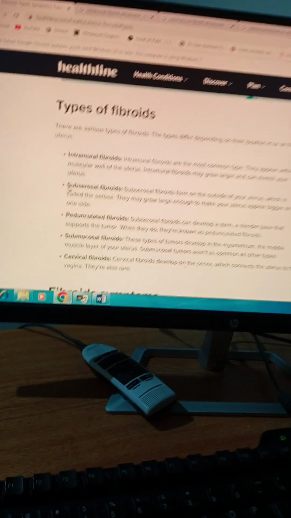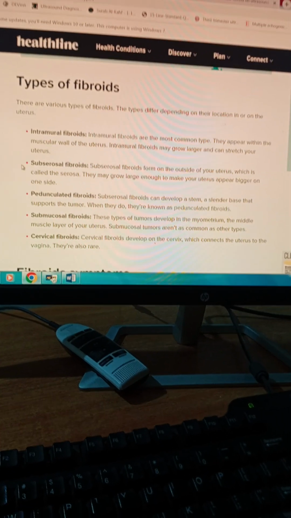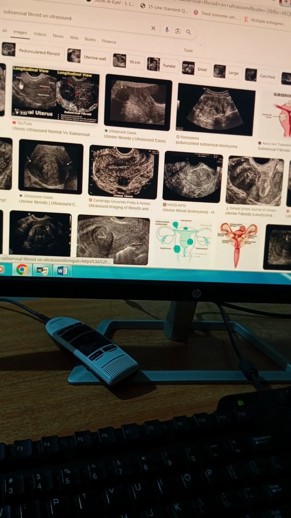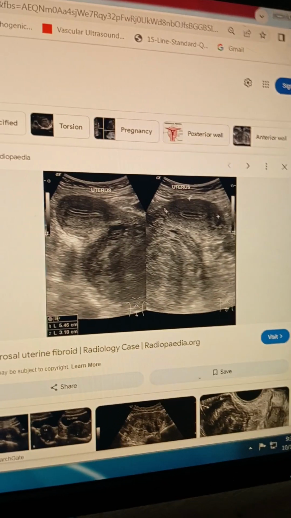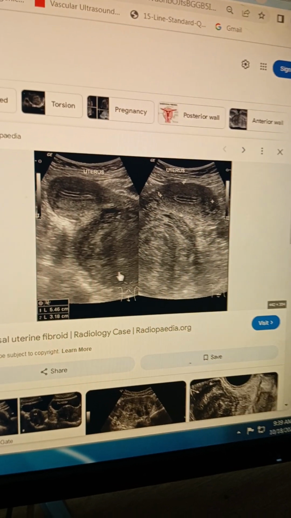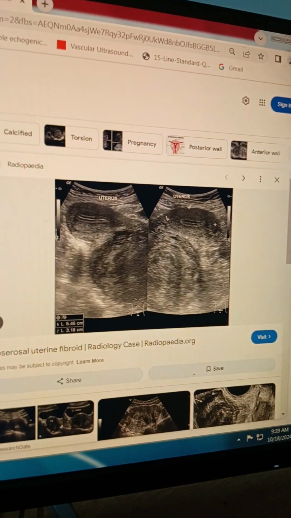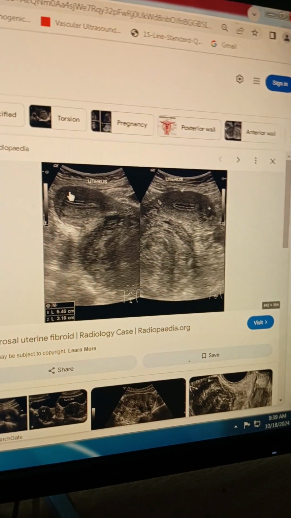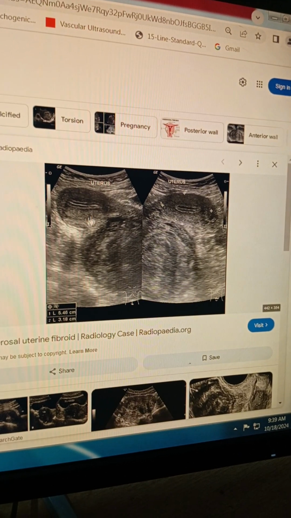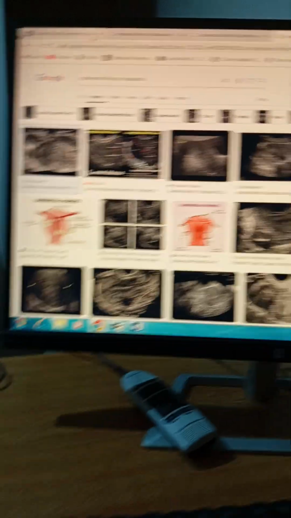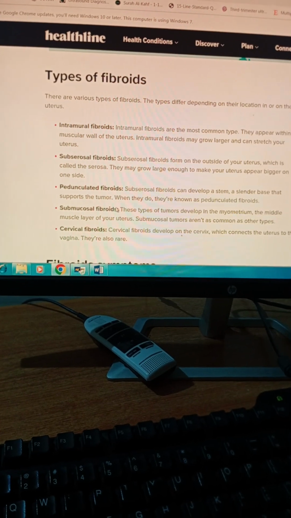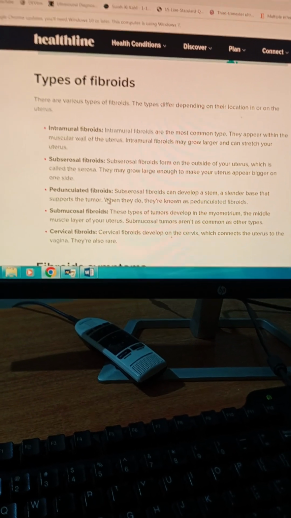The next is subserosal fibroid. These fibroids grow outside the uterus or on the wall of the uterus like this. Like this. This is on the posterior wall of the uterus. Posterior means back. Anterior means front side. Okay, here is the fundus, anterior and posterior. You can report the location of the fibroid according to its anterior or posterior wall growth.